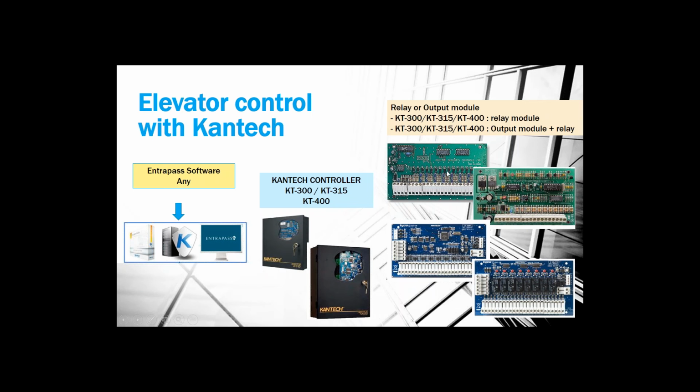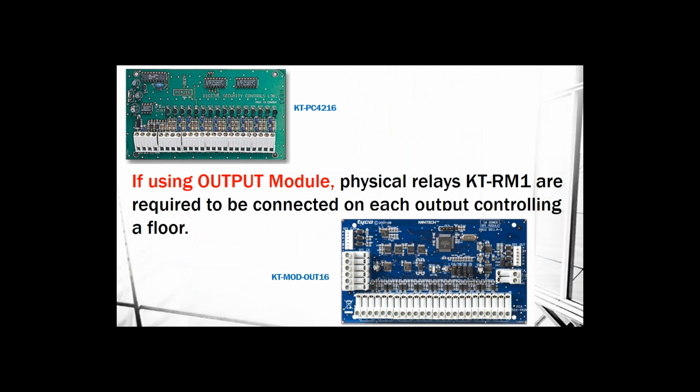Now, before we go further, let's make two important notes. As you can see on my screen, if you're using an output module, that can be the KT300, 315 output module, the one we have at the top, KT-PC4216, or a KT400 output module, KT-MOD-OUT16. If we're using either one of those, physical relays, for example the KT-RM1, the one we have in Kantech, are required to be connected on each output controlling a floor.